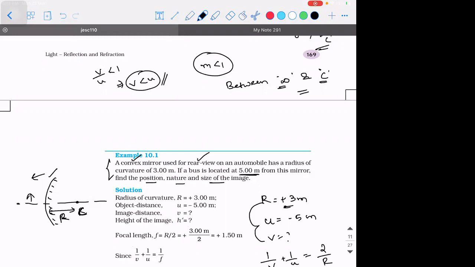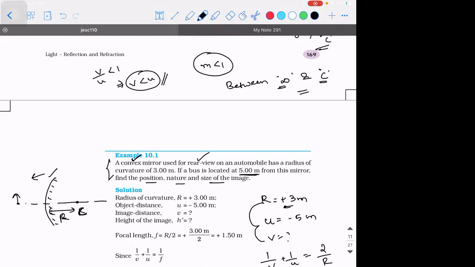Virtual. But what does a convex mirror form? Sorry. When the object and the image are on the same side, they are real with respect to a mirror. No, they're real, right? Yeah, they're real because it's the same side. Yeah. Then for a convex mirror, what should be the answer? Final value of V, should it be positive or negative?